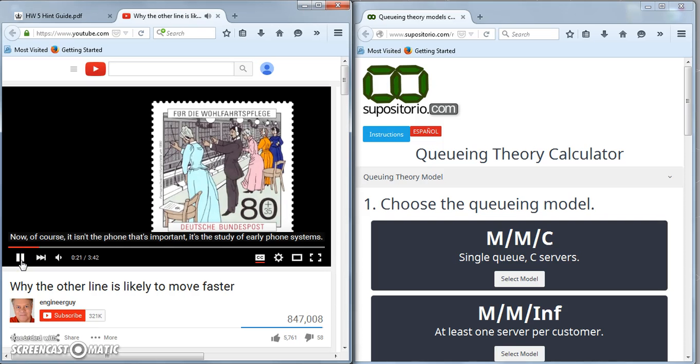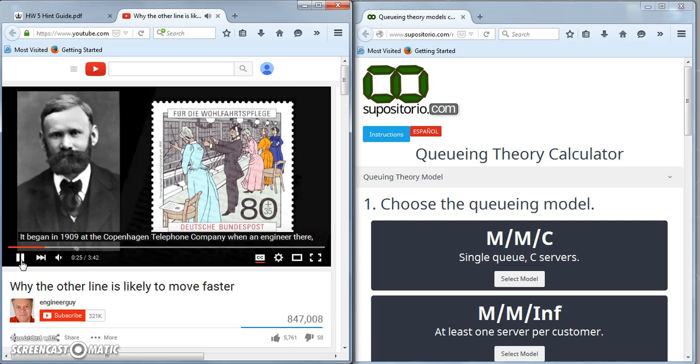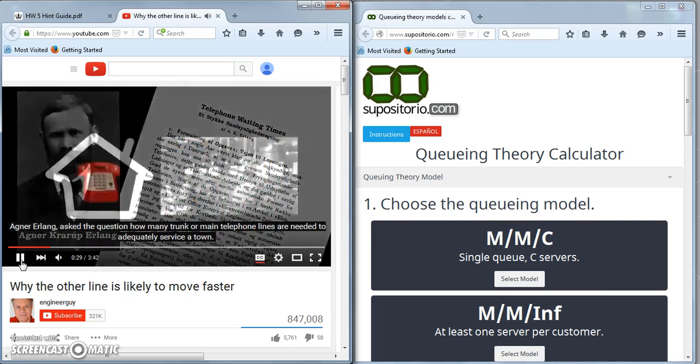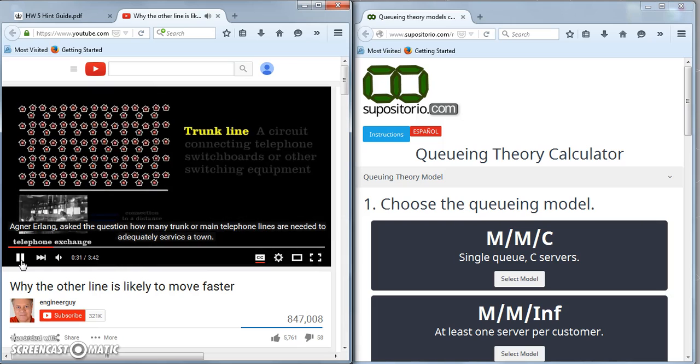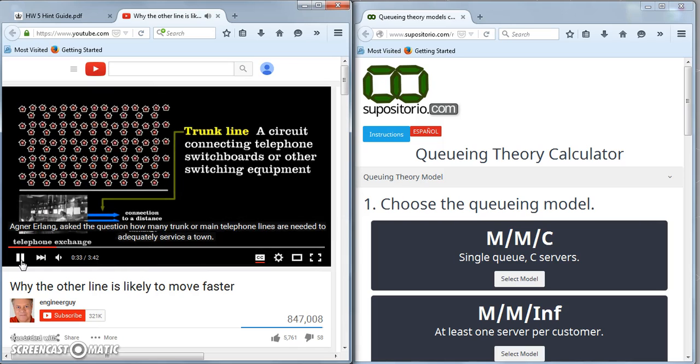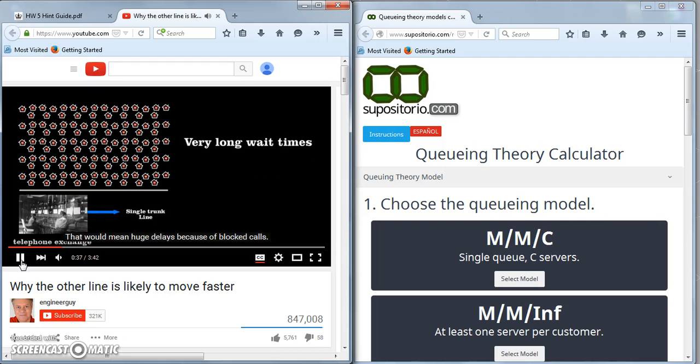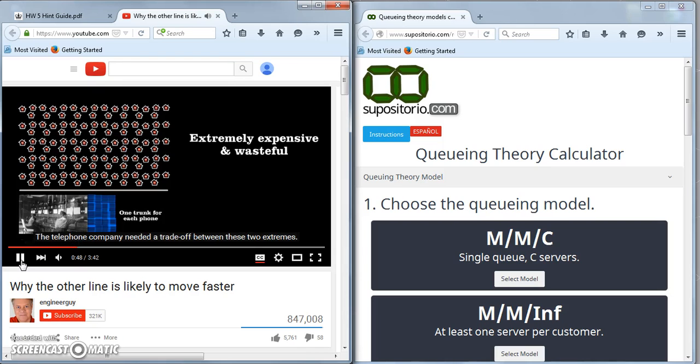It's important. It's a study of early phone systems. It began in 1909 at the Copenhagen Telephone Company, where an engineer there, Agner Erling, asked the question, how many trunk or main telephone lines are needed to adequately service a town? Now, you could put in just one. There would be huge delays because of blocked calls. You could install one for each phone. It's expensive and wasteful since not everyone calls at once. The telephone company needed a trade-off between these two extremes.